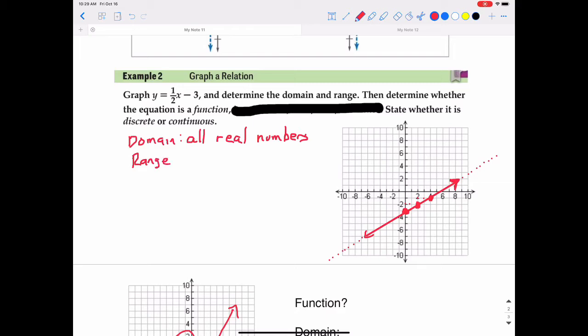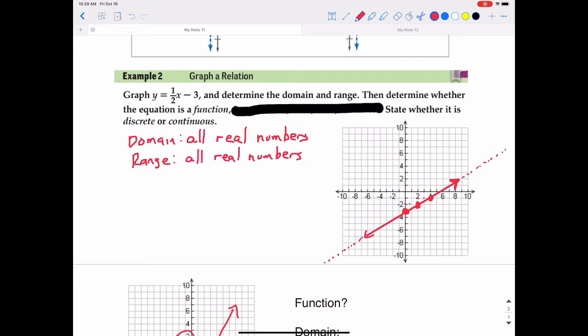Well, this line continues upward forever and ever, and it's continuing downward forever and ever. So the range is also all real numbers on this particular graph. So we've stated the domain and range.